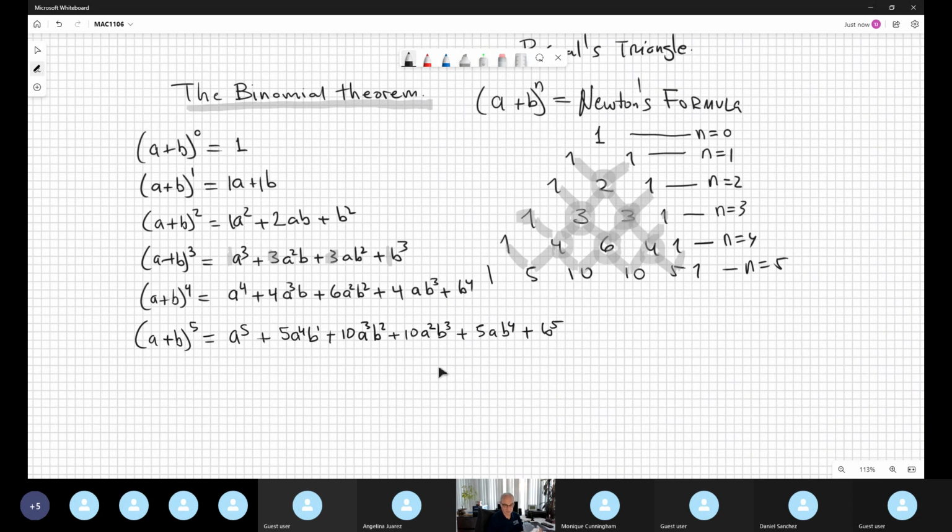So, first of all, Newton discovered that a plus b raised to the n power, where n is 0, 1, 2, 3, 4, 5, 6, 7, 20, 200, whatever, is a summation. It's a formula. Newton wrote it using summation notation.